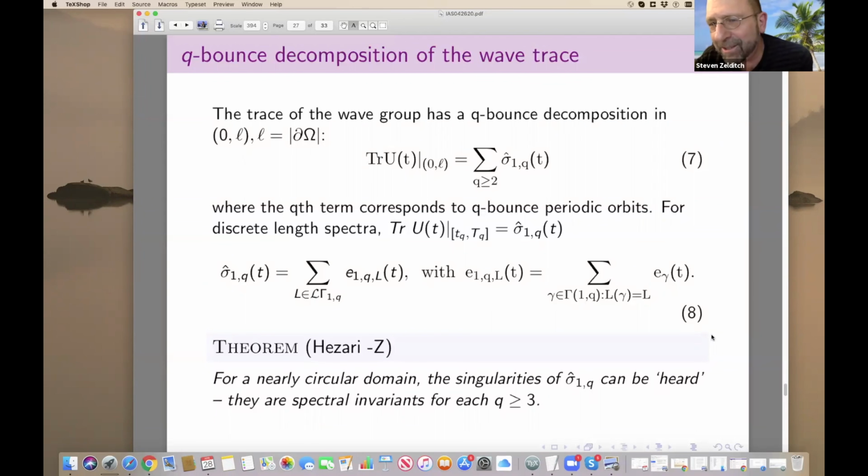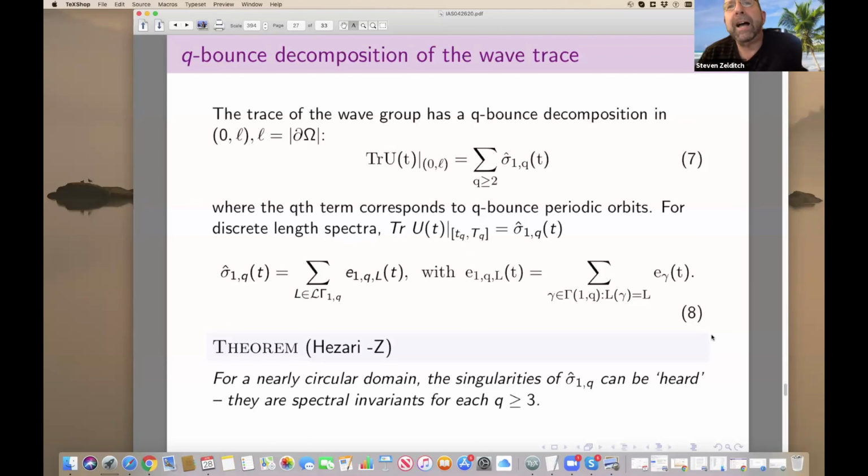In no way can you tell. In general, sigma hat 1q is not a spectral invariant, right? But for nearly circular domains, it is. In general, there's no way you could tell which q you have, or that the winding number is 1, just by looking at the length. But you can do it for nearly circular domains. Because of the band gap property, you can actually figure out where your length is, and you can determine the number of bounces just by knowing the length.